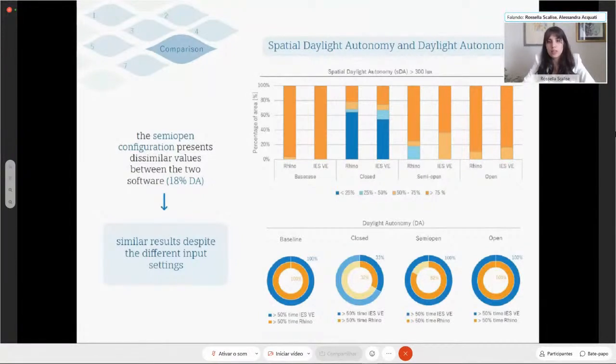For what regards the spatial daylight autonomy and daylight autonomy, instead, both want a minimum threshold of 300 lux. While the spatial daylight autonomy considers the percentage of area in which this minimum threshold is reached, the daylight autonomy considers if this threshold is reached for at least half of the time considered. So from the first graph, it is possible to see that the semi-open configuration presents dissimilar values between the two software, reaching an 18% of difference, while in the second graph, we show that we obtained similar results despite the different input settings.